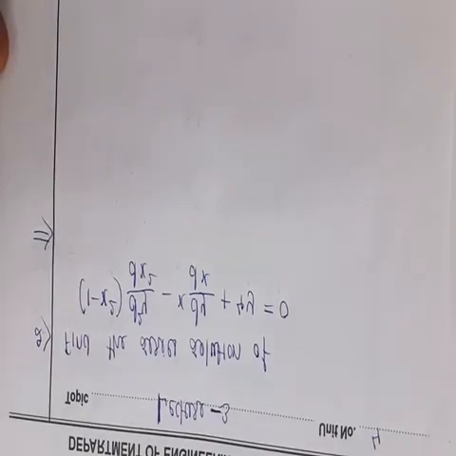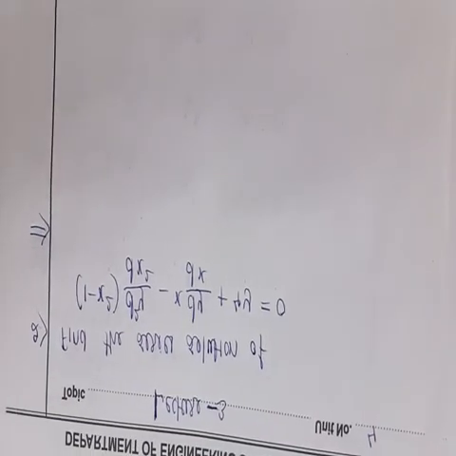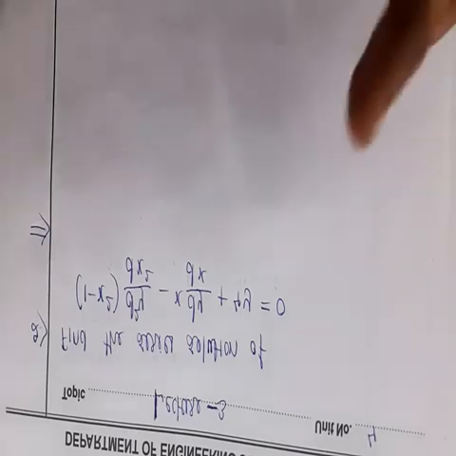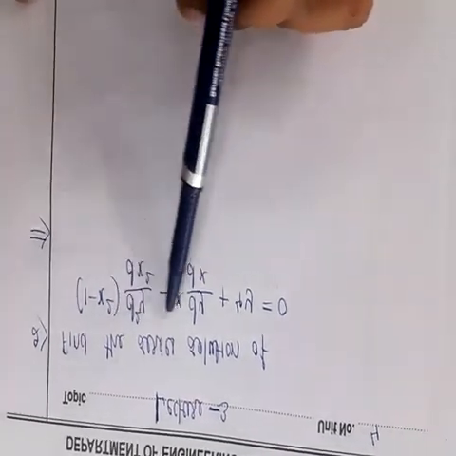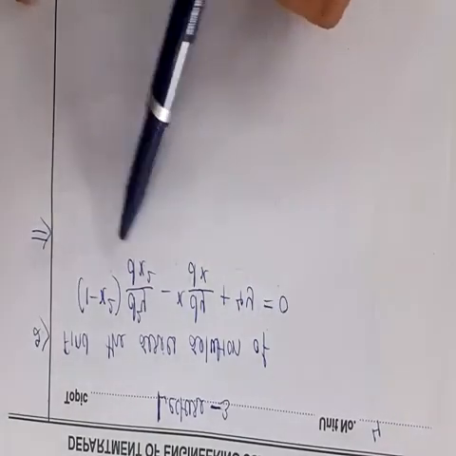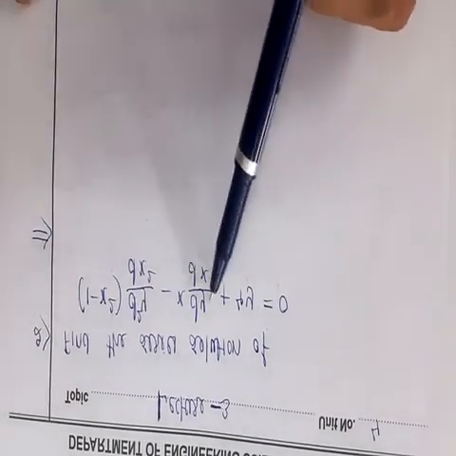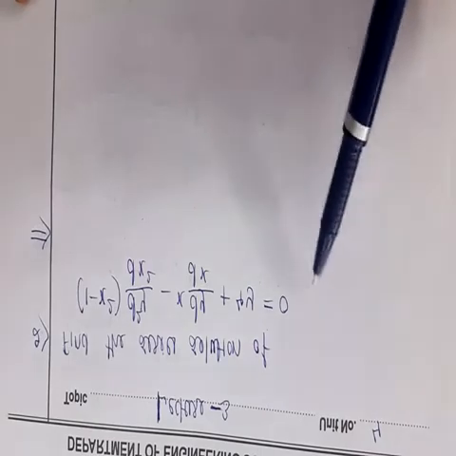Welcome back to lecture number 3 of unit number 4. Today we are going to see one example on the power series method. The example is: find the series solution of (1 minus x square) d2y by dx square minus x into dy by dx plus 4y is equal to 0.